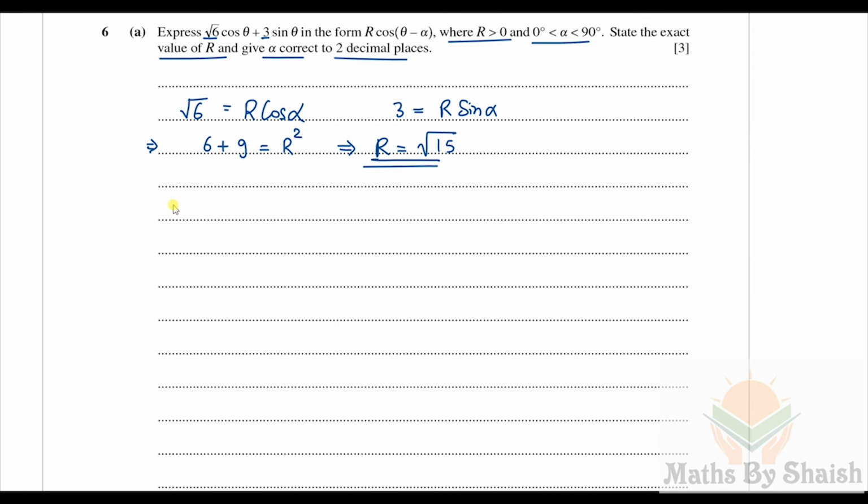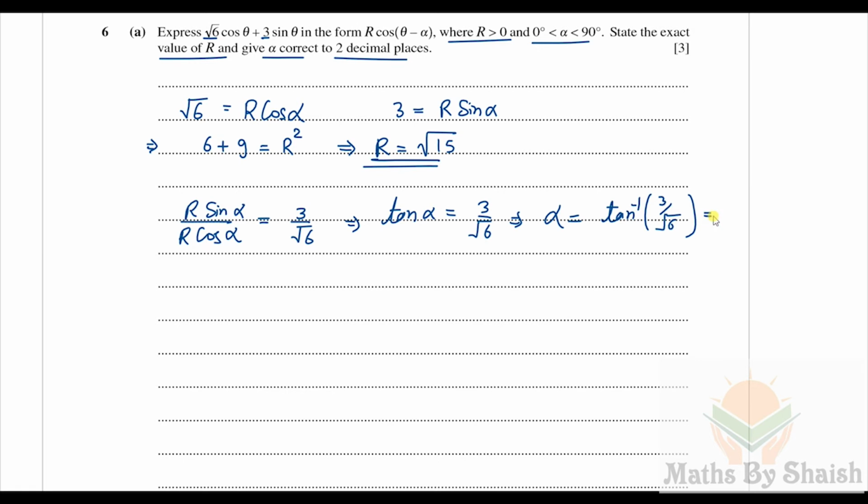And the next one is, if we divide the second part by the first one, we get r sin alpha over r cos alpha as 3 over root 6, and this will give tan alpha as 3 by root 6. Hence we can calculate alpha by taking tangent inverse of this value, and from the calculator this value is 50.768, so 50.77, because they have asked for 2 decimal places. So we have alpha and we have r.